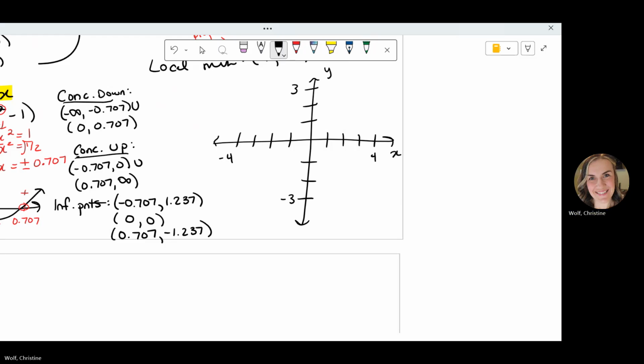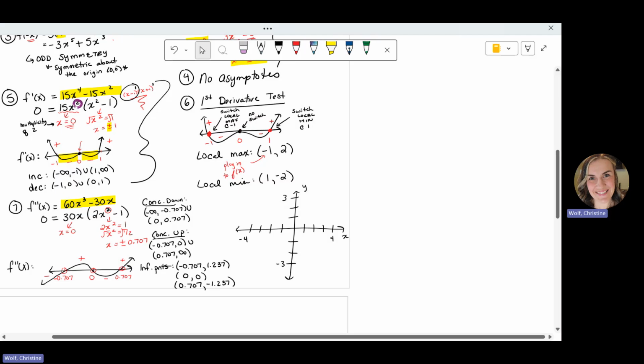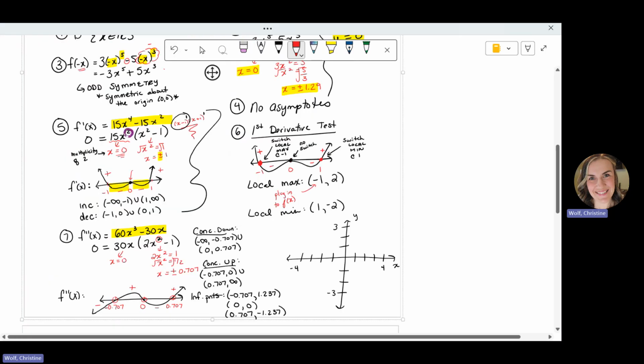Okie doke. So I actually have to go back and figure out what points I actually draw. Not all of these are points, right? Like this right here, don't confuse that with a point. That is an interval. That's when I'm concave down. That is not an actual point to plot. The only points I have to plot are my X and Y intercepts and my local max and mins, and then my inflection points. Everything else is just telling me the behavior of the graph.